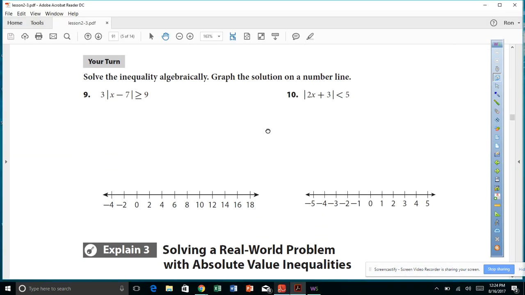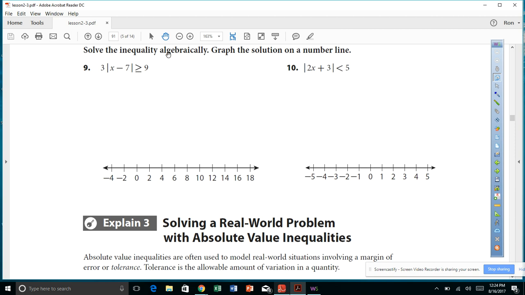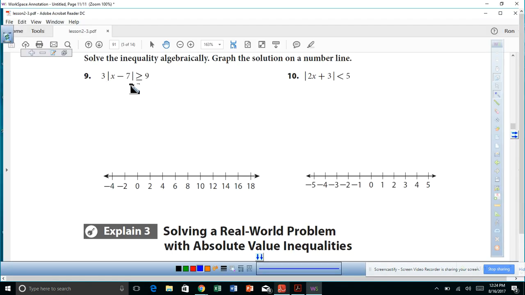Your turn. Solve the inequality algebraically. Graph the solution on the number line. So let's solve it. What do we need to do first? Let's divide both sides by 3. And we've got the absolute value of x minus 7 is greater than or equal to 3. So case 1 is how it is: x minus 7 is greater than or equal to 3. Case 2 is the opposite: x minus 7 is less than or equal to -3. Notice the inequality, I swapped it around.